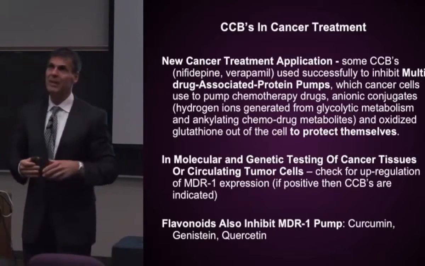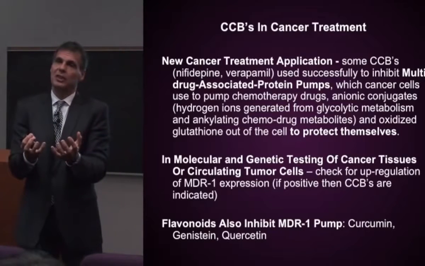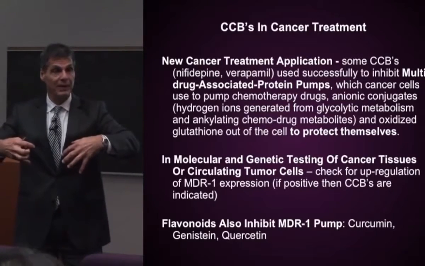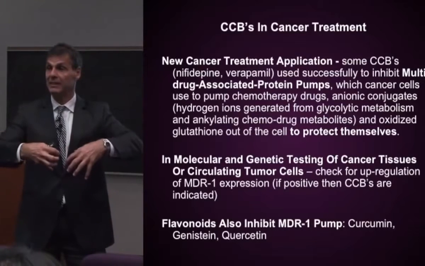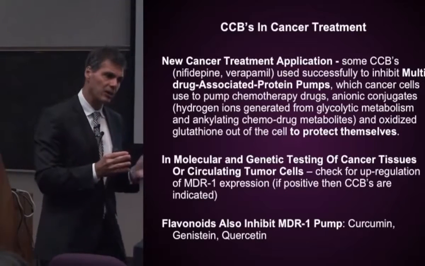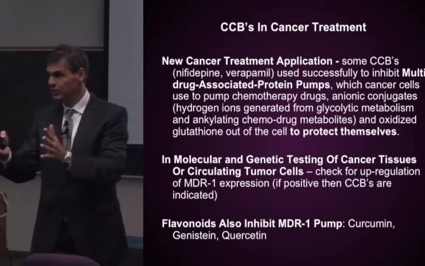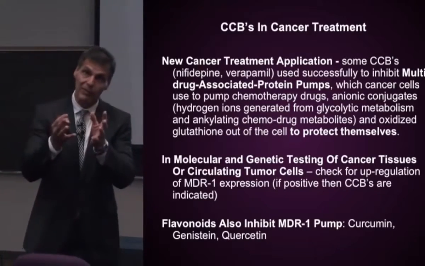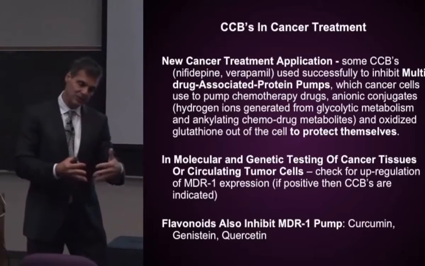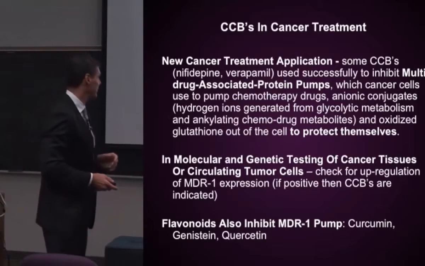What's interesting is that some of these calcium channel blockers can actually inhibit the action of these pumps to keep the chemotherapy in the cell to make it more effective at killing the cancer cell. So sometimes these calcium channel blockers are used in what's known as off-label applications to help increase the efficacy of chemotherapy when you see that the cancer cell is overexpressing the multidrug resistant gene.